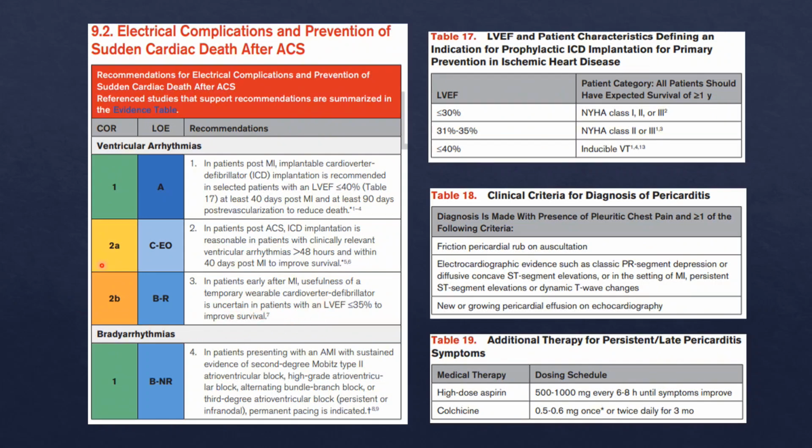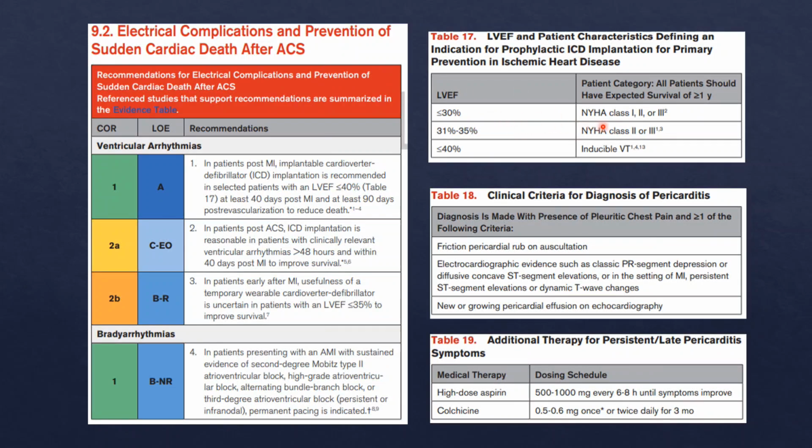These are some of the guidelines regarding prophylactic ICD implantation: at EF less than 30% and patients with NYHA 1, 2, and 3 should be considered for ICD, provided that they have a survival of at least 1 year or more. And similarly, if the EF is 31 to 35%, then NYHA 2 or 3, and if EF is less than 40%, then inducible VT is an indication for placement of a prophylactic ICD.